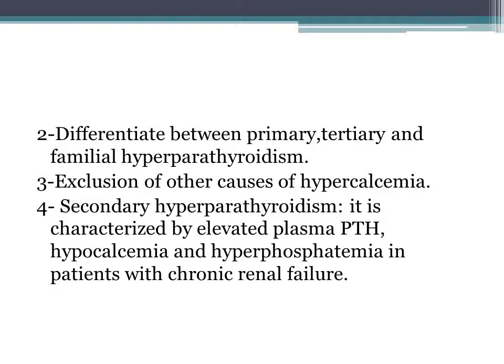Then we must differentiate between primary, tertiary and familial hyperparathyroidism. In tertiary, as we said, the patient may be a patient of chronic renal failure or a patient on hemodialysis or a patient with malabsorption syndrome. In familial hyperparathyroidism, there may be criteria of MEN, or there may be familial hypocalciuric hypercalcemia. Secondary hyperparathyroidism is characterized by elevated plasma PTH and hypocalcemia and hyperphosphatemia in patients with chronic renal failure, and we must exclude other causes of hypercalcemia.